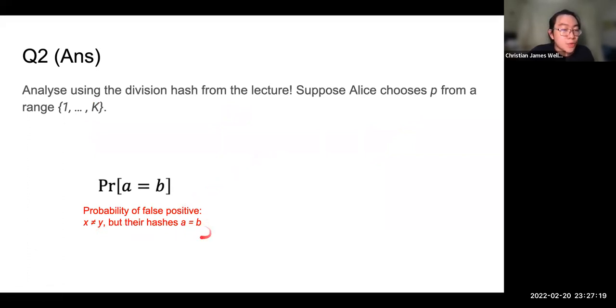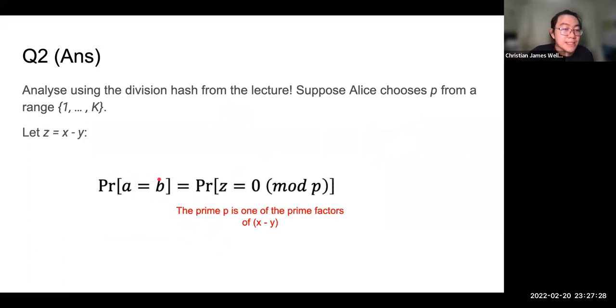Again, probability of false positive means that when X is not equal to Y, their hashes are actually equal. This is exactly what I explained just now in the previous slide verbally. False positive happens if A equals B. This happens if I let Z be X minus Y, where X and Y are the original numbers and Z is their difference, and Z equals 0 modulo P. I've been saying modulus, but I meant modulo P. So the prime P is one of the prime factors of X minus Y.